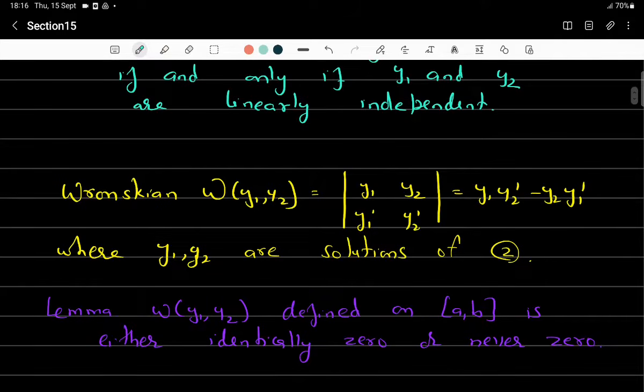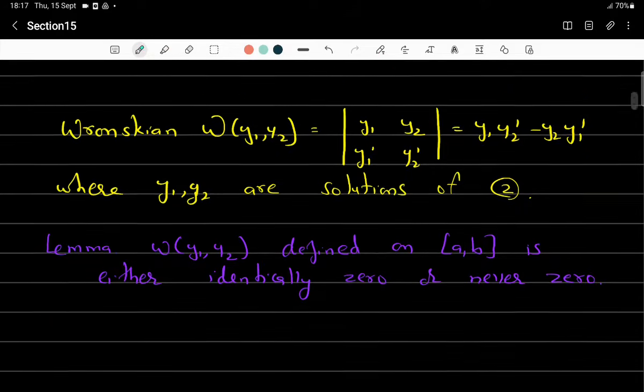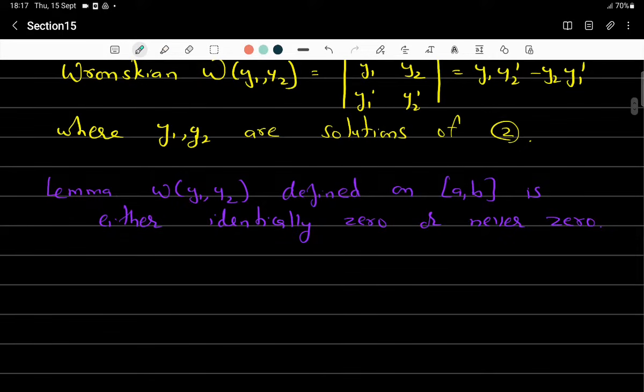So the first result says that W of y1 y2 is either identically 0 or never 0. Identically 0 means it is 0 at all the values over the interval AB, or it is not 0 at any of the values, which means never 0. So for example, if the interval is 1 to 2, it is not possible that it is 0 at 1.5 and non-zero at 1.6. So this is what we need to prove.